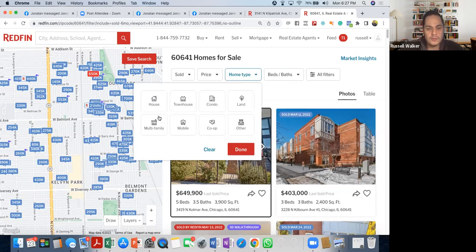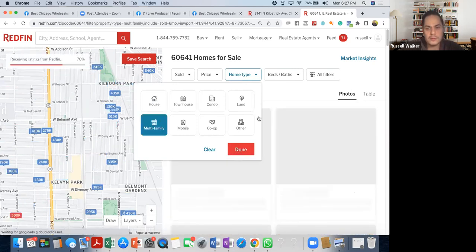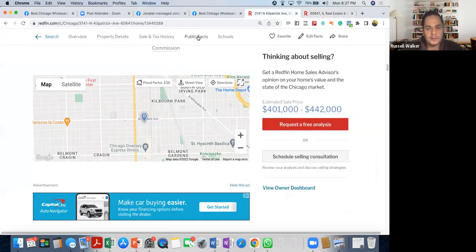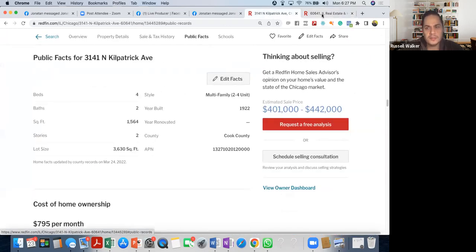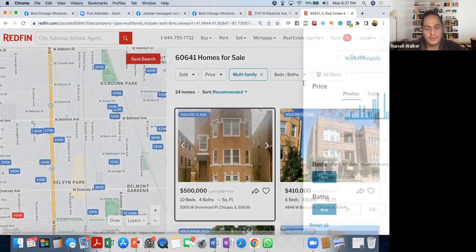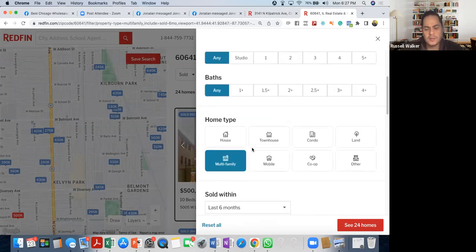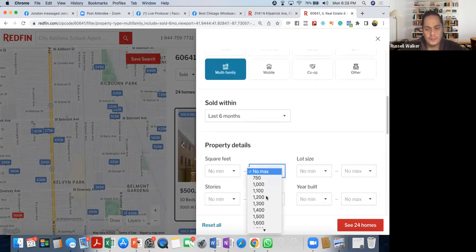So what I'm going to do is search all the multifamilies, because this is a multifamily. This property has 1,600 square feet. So typically I do, you know, we're searching sold in the last 6 months. And then we do about a 15% higher, and then like everything under. So we're looking at maybe 1,700 and under.